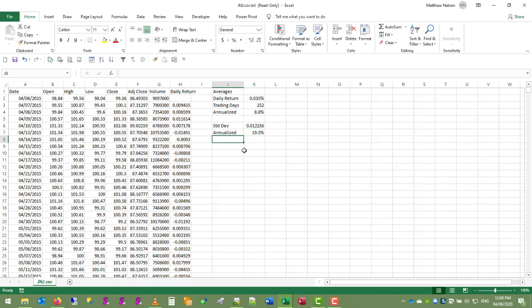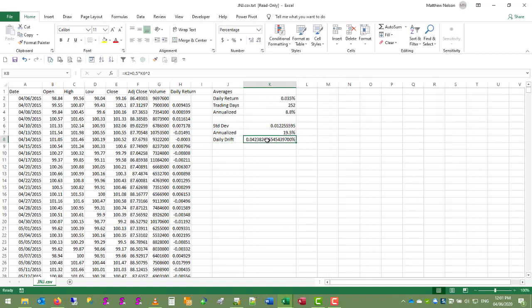But this isn't the figure that we're going to be using in today's model. What we're interested in is the daily drift rate. So the daily drift rate is going to be our daily return, the mean, plus 1/2 of the variance. So we take 0.5 times the daily standard deviation squared. And that gives us a daily drift rate. So we can trim this number of decimal places down quite a bit.